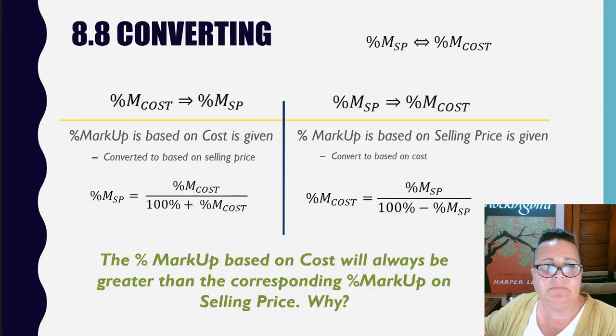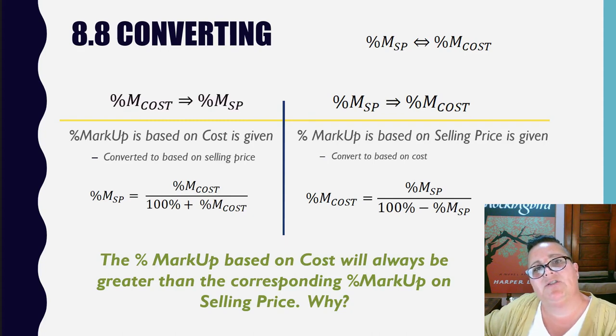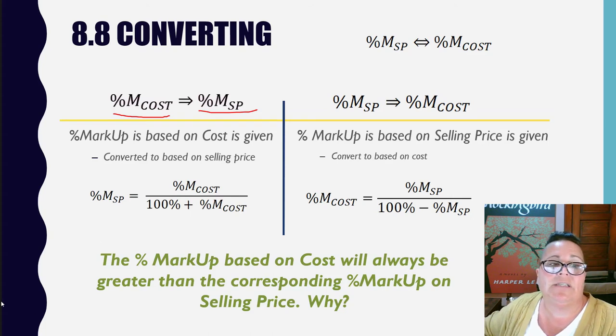All right, converting. So this is the last piece, and these are two simple formulas that help you convert from markup based on selling price to markup based on cost. So if you have the markup based on cost and you want to convert to the markup based on selling price, you would take the markup based on cost and divide it by 100 plus that markup based on cost, because your selling price is your markup based on cost plus 100%.